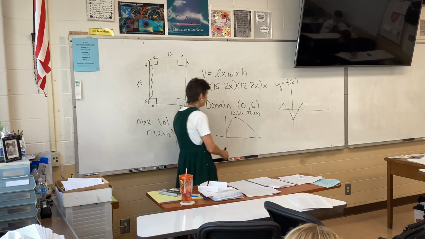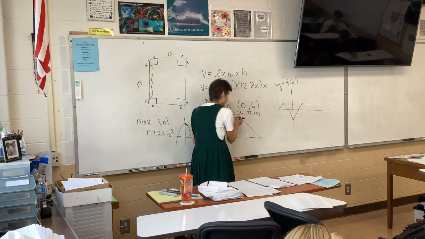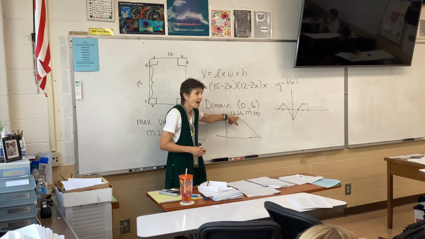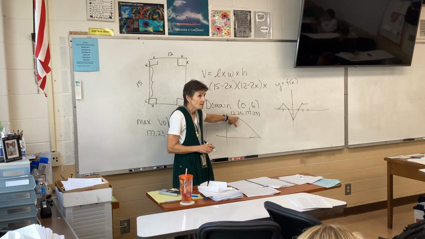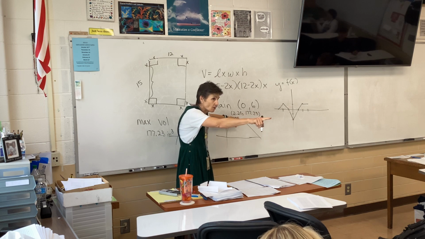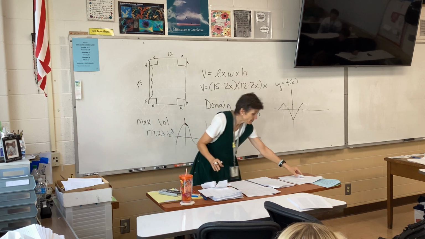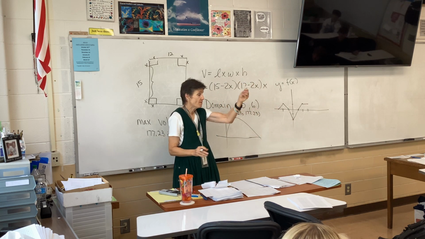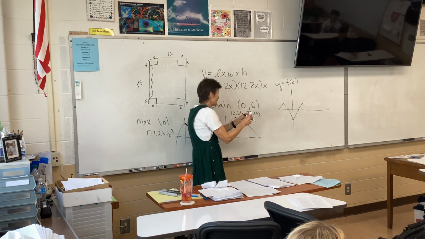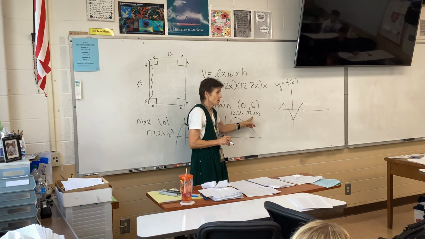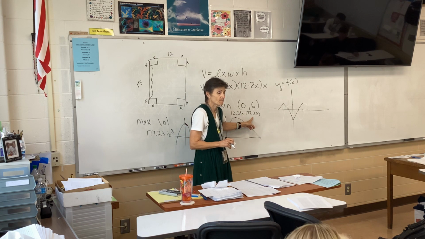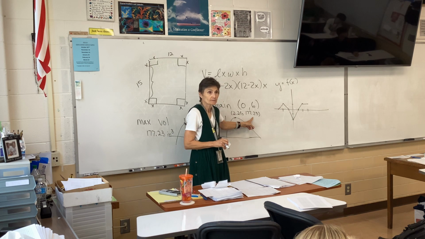Tell me what this 2.21 represents. What's that? That's the amount I cut off. That's the size of my corners, right? That size corners will give you this volume, which is the biggest volume you can have.